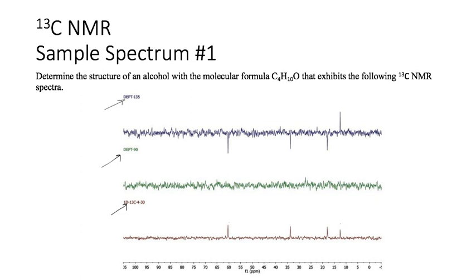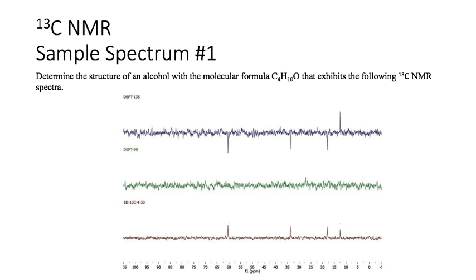So let's go through the process of analyzing the sample spectrum I have here for you, so you can see how to use all 3 together to get your information. In this case, I want to determine the structure of an alcohol with the molecular formula C4H10O that exhibits the following C13 NMR spectra. From this, I can first determine how many environments I have, just like I did with proton NMR. If I look at the bottom spectrum, that's what I'm going to use, because that includes all of the C's.